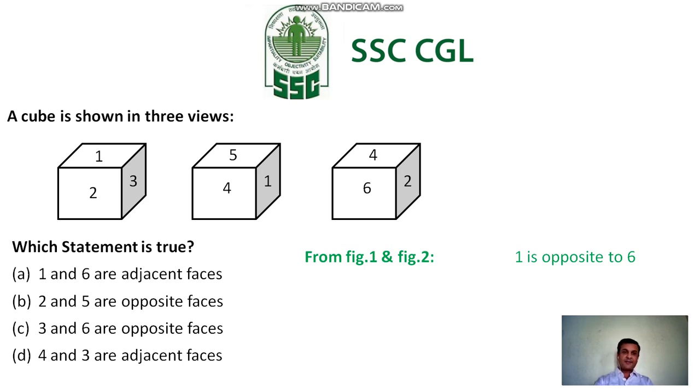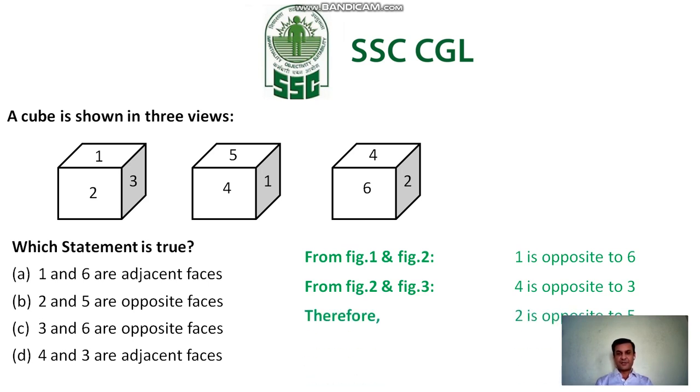Looking at the second and third figures, the common face is 4. So what cannot be on the opposite side of 4? 1, 5, 2 and 6. So 4 is opposite to 3. It's obvious that the leftover two faces, that is 2 and 5, are opposite to each other.